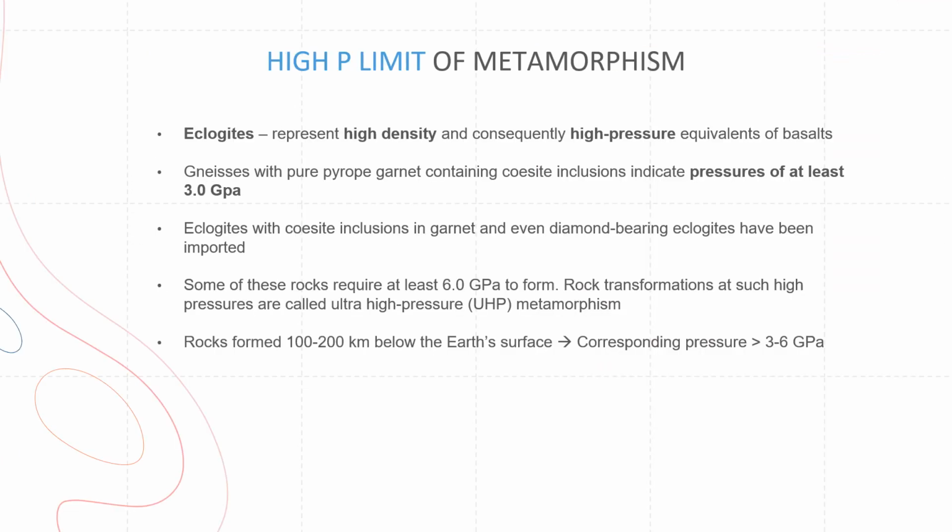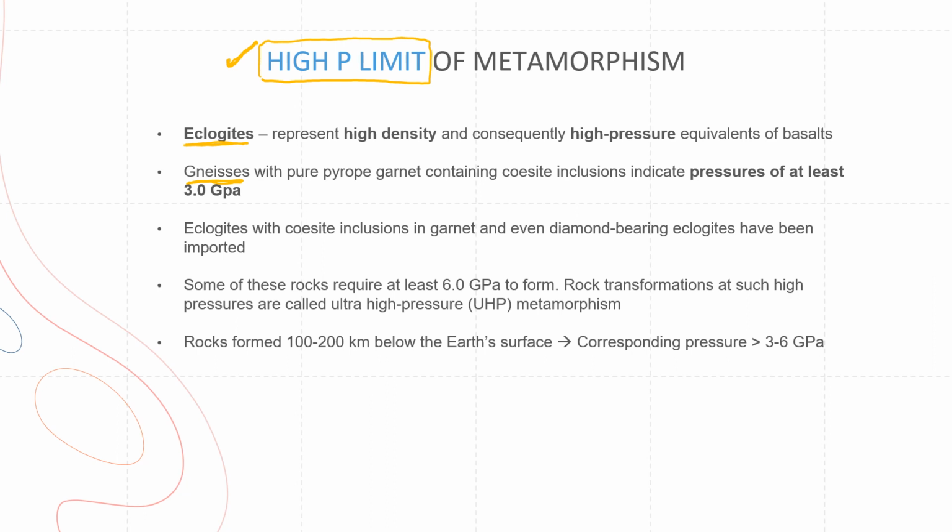Okay, so we've had a look at the examples for the low pressure limit of metamorphism. So what about the other end? What about the high pressure limit of metamorphism? There are two types of rocks that we can talk about, which are eclogites and gneisses, which form under high pressure. We can look at a few examples of some specific eclogites and gneisses, which make them a great example of the higher pressure limit of metamorphism.